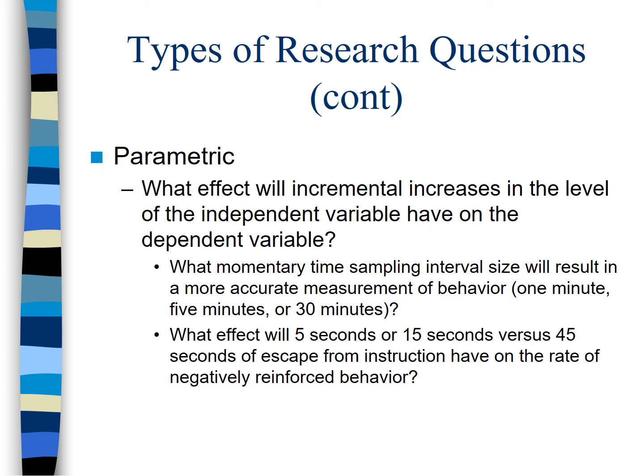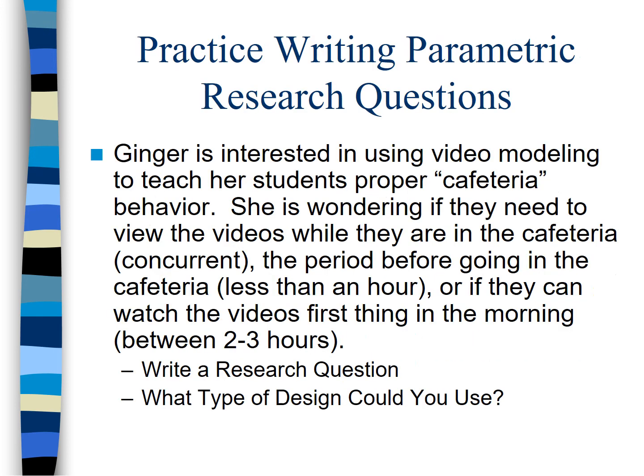I think the study's actually been done, and I think they found that it was somewhere in the middle. If it was too short, like 5 seconds, it just frustrated the kid. And if it was really long, like 5 minutes, it was harder to get the kid back on task. But something short, like a minute or 2 minutes, was actually more effective for the kid. I'd have to go back and look at it, but that would be a really interesting parametric type study.